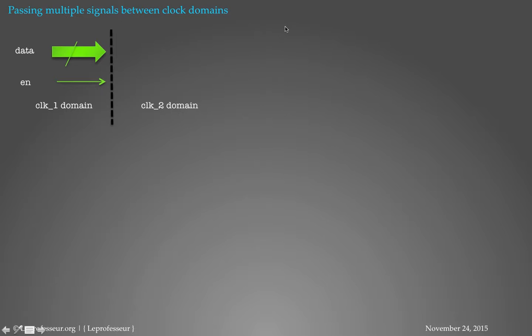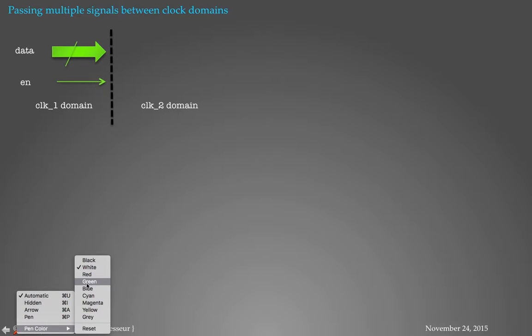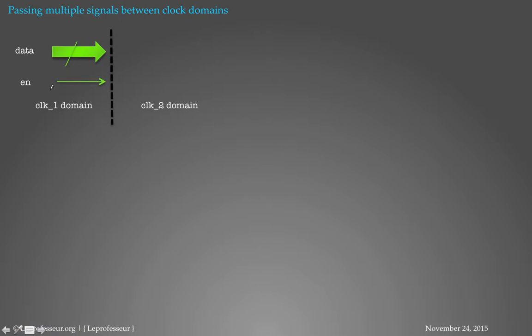Now let's talk about another important thing. So far, we discussed just one single bit signal going from one clock domain to another clock domain. But what if you have many signals, say a data bus, or some sort of ready signal, enable signal, and a bunch of other signals which are crossing from one clock to another clock?